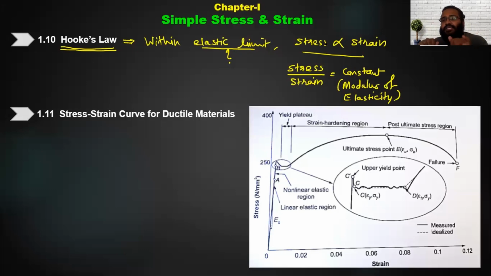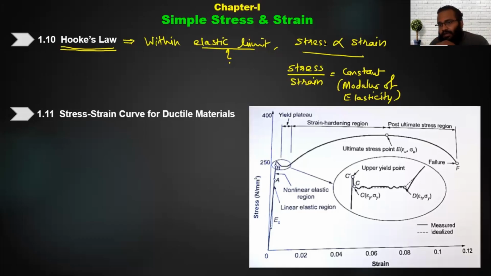The limitation is that it is going to be proportional up to a certain limit, and that limit we also call the proportionality limit. After that, the materials are either going to break or they're going to behave differently. Now, what is the behavior of material when we continuously apply load? We need to understand that in the next section, which is the stress strain curve for the materials.